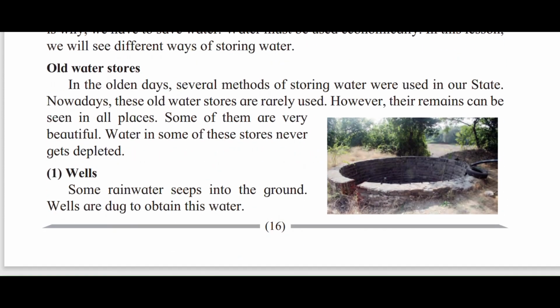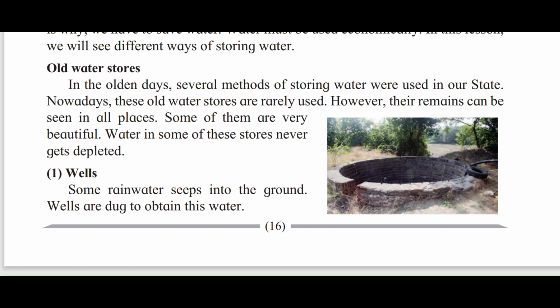Old water stores. In the olden days, several methods of storing water were used in our state. Nowadays, these old water stores are rarely used. However, their remains can be seen in all places. Some of them are very beautiful. Water in some of these stores never gets depleted. The first one is the wells. Some rainwater seeps into the ground. Wells are dug to obtain this water.